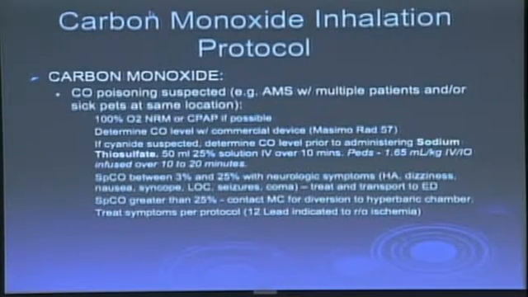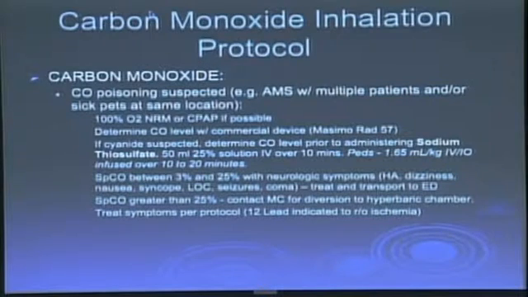We have the CO, so determine carbon monoxide level in the environment and with a commercial device on the patient. It's like a pulse oximeter, only it reads CO. And you should determine the CO level before administering any antidote to cyanide if you think there's a cyanide thing, but that's not as important with the thiosulfate. But check the CO level. If you suspect CO, you should check that prior to giving the sodium thiosulfate.